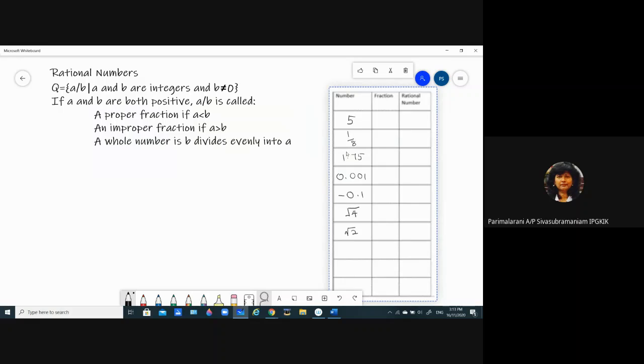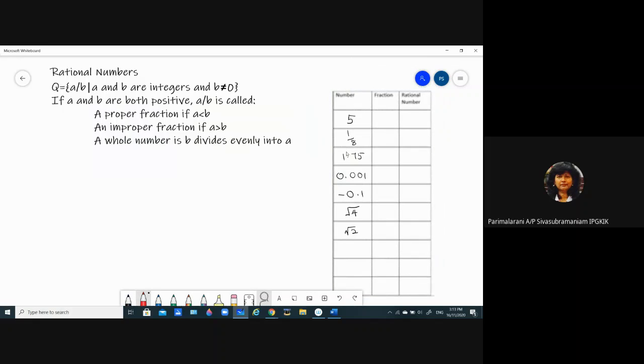Okay, rational numbers. Rational numbers are denoted by the set Q. We represent rational numbers using set Q. Rational numbers are numbers that can be written in the form A over B, where A and B are integers and B is not equal to 0. So this is the definition for rational numbers.